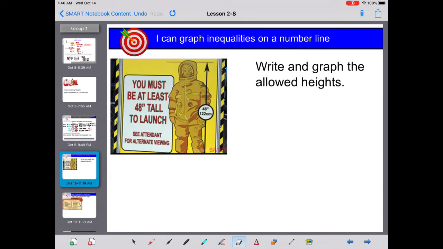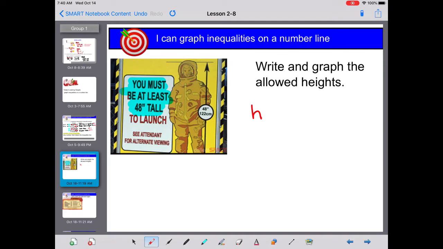All right, we're going to start by graphing inequalities on a number line. So first we're going to write the inequality, then we'll show those numbers on the graph. Let's say you went to an amusement park. Do you see that on this sign it says you must be at least 48 inches tall in order to go on this particular ride? So the first thing that you need to do is define, I'm going to use h as my height.